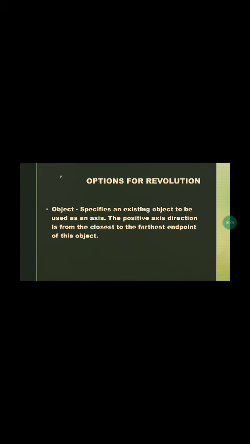Another option is object. Specify an existing object to be used as an axis. The positive axis direction is from the closest to the farthest endpoint of this object. You can use lines, polyline segments, and linear edges of solids or surfaces as an axis. Take note that you select an edge subobject by pressing Control while you select an edge.